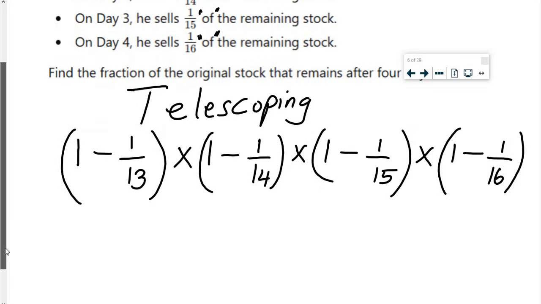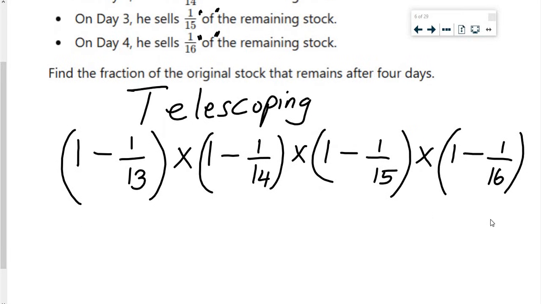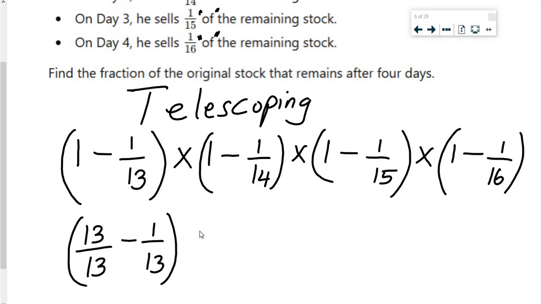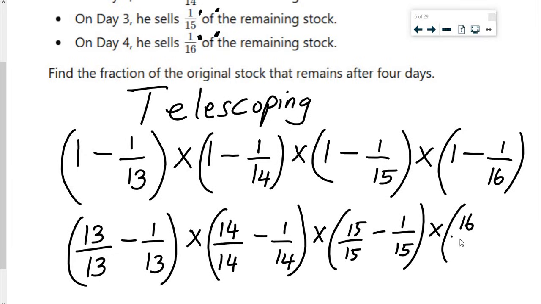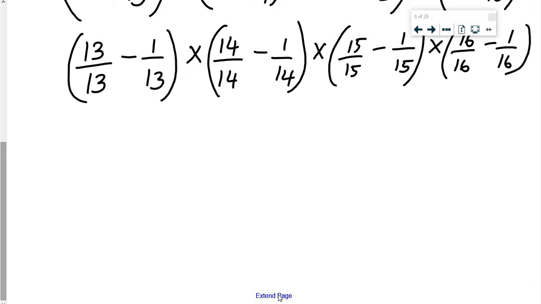Now after doing this setup here, which uses the concept of telescoping, in place of 1, I will write 13 upon 13 minus 1 upon 13 into 14 upon 14 minus 1 upon 14 into 15 upon 15 minus 1 upon 15 into 16 upon 16 minus 1 upon 16. Now, look at what I'm going to do here.